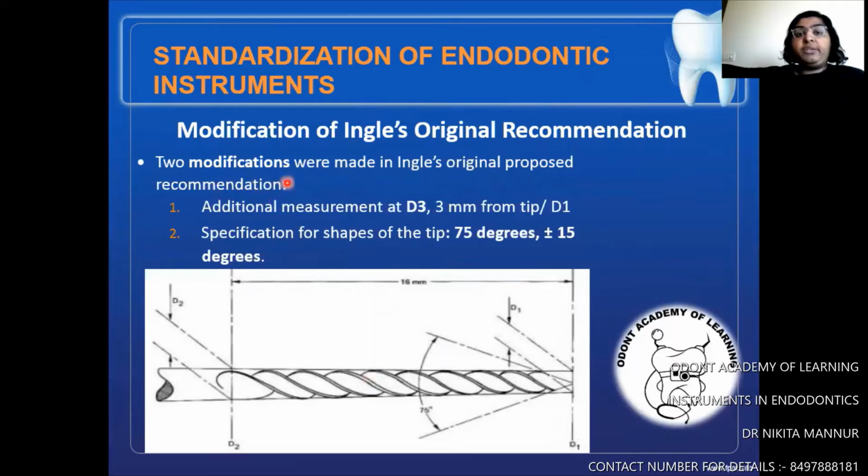Also, two modifications were made to Ingle's original proposal: the additional measurement at D3, that is 3 mm from the tip, and a specification for the shape of the tip, 75 degrees plus or minus 15 degrees. As you can see in this picture, this is the angle that we're talking about, the angle formed at the tip with the shank on either side. This is 75 plus or minus 15 degrees. And this is the length, 16 mm from D1 to D2.